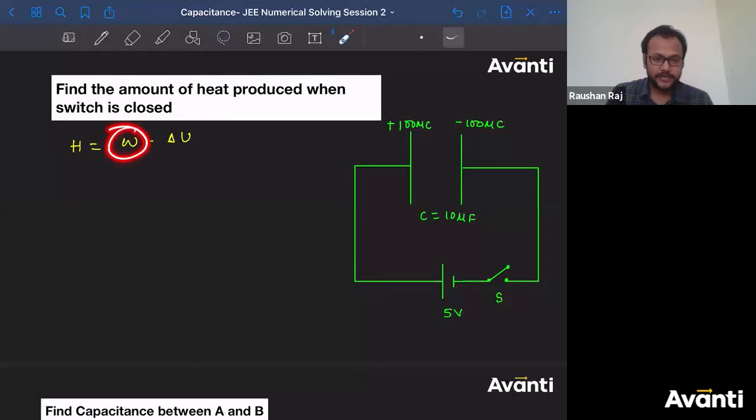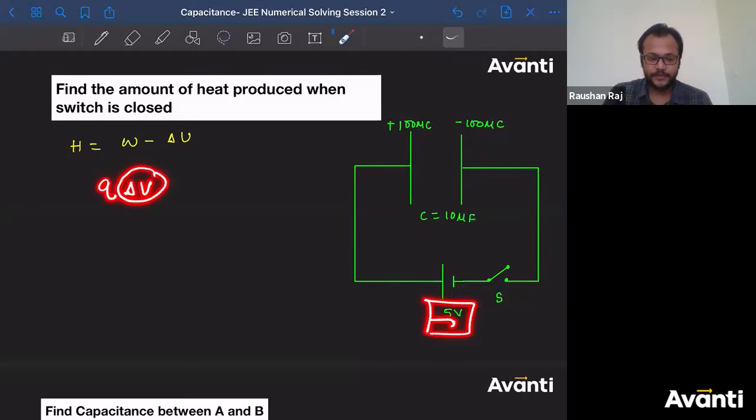So what will be the work done by the battery? So I'll say Q into delta V. What is delta V? The potential difference that this battery will maintain. What is the potential difference that this battery will maintain? 5 volt. So we have to find what is the charge that will flow across it. What is the charge that will flow across it? If I know that charge, I know the potential difference, I'll find out what is the work done by the battery.